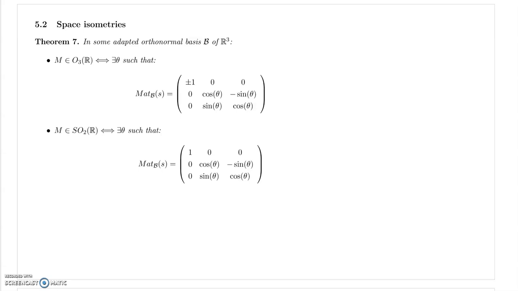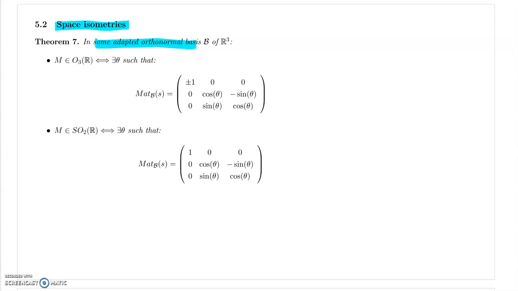So now we have to explore what's happening in dimension 3, where we are in space, so the space isometries. And again, very similarly, we will have a theorem that states what this matrix looks like, except that now it's going to be in some adapted orthonormal basis of R3. We have already seen matrices that were isometries. I'm thinking about the orthogonal symmetries that we studied last time in R3. They didn't look like this, although we could prove they were orthogonal symmetries.